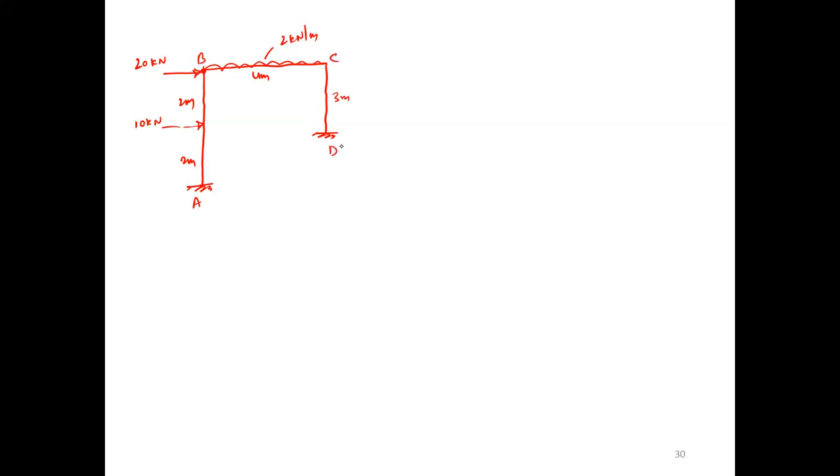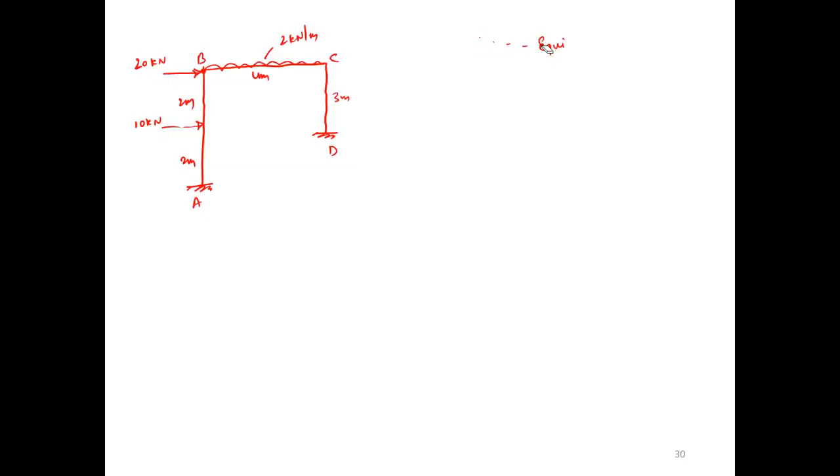A, B, C, D. Now, what is the joint equilibrium condition for this member? See, one by one we will go. First, what is the kinematic indeterminacy for this structure? Theta B, theta C, and delta. So 3. Right? You can represent like this.